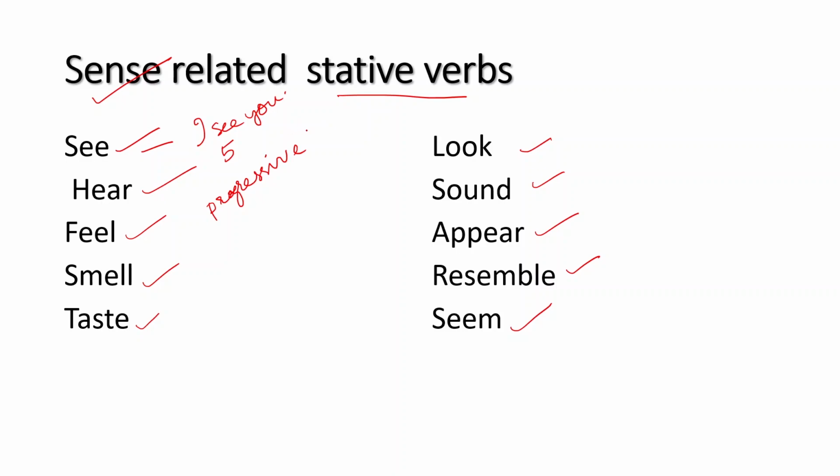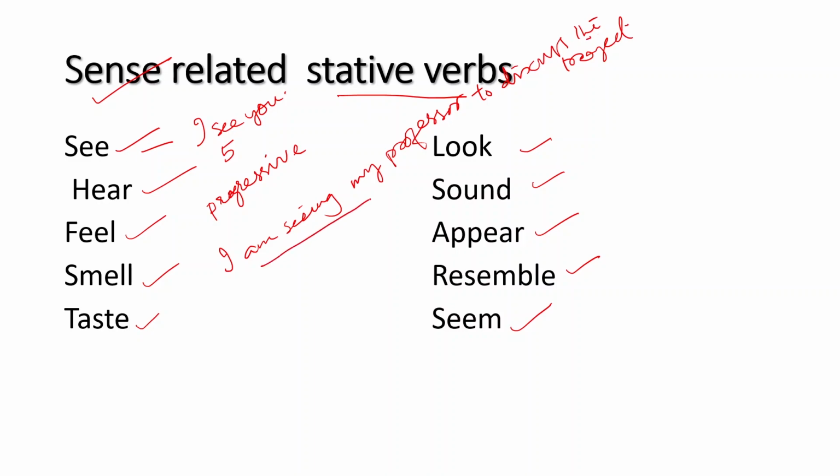But in active sense, we can use see, like I am seeing my professor to discuss the project. Here, I am seeing is in the sense of an appointed meeting. An appointed meeting between you and your professor.